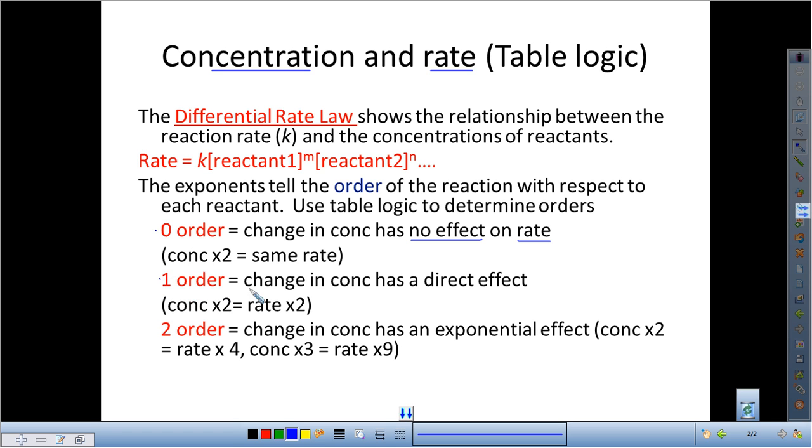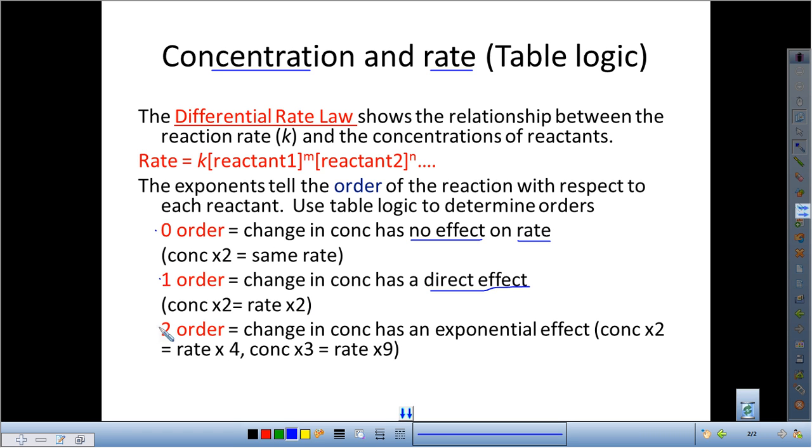All right. And first-order reactants, when you change the concentration, it has what we call a direct effect on the rate. So, if you double the concentration, then the rate is doubled. If you triple the concentration, then the rate is tripled. If you half the concentration, then the rate is halved. All right. So, first-order reactants have a direct effect on the rate.